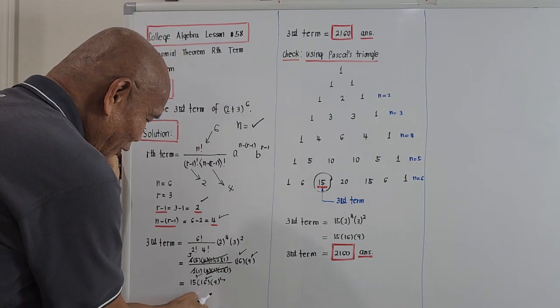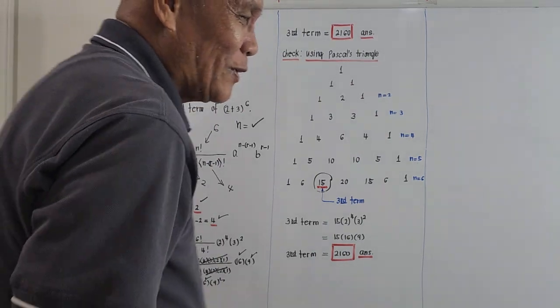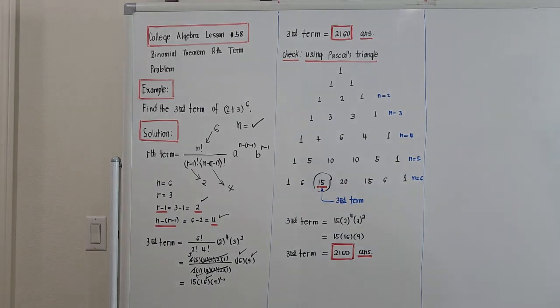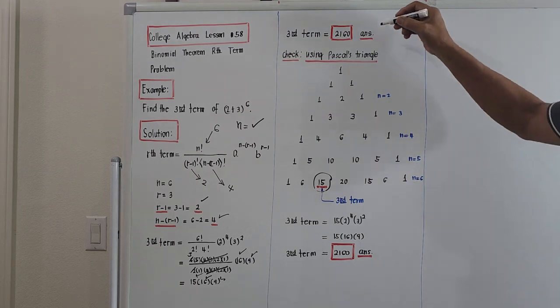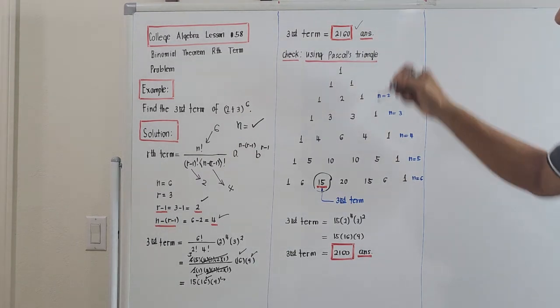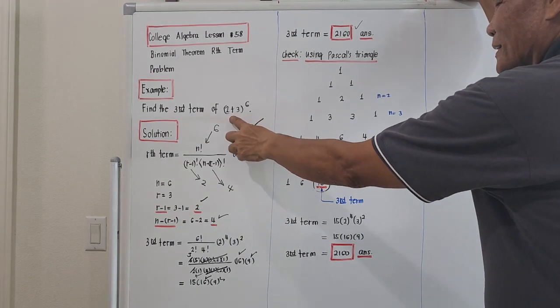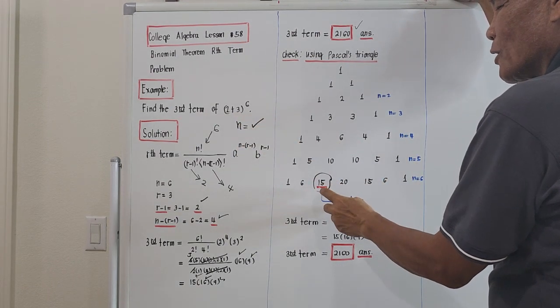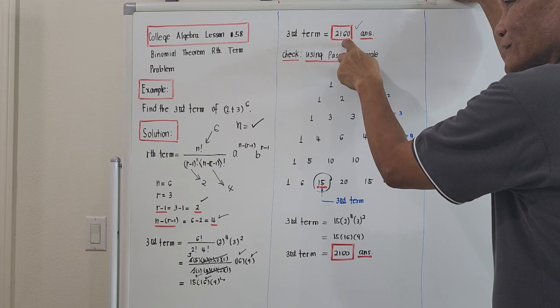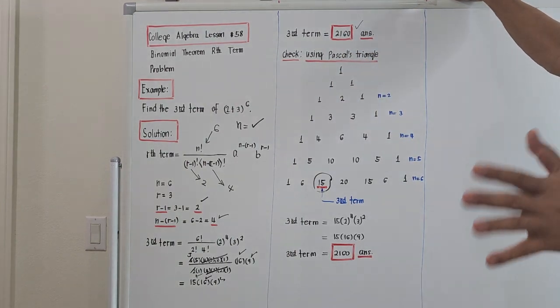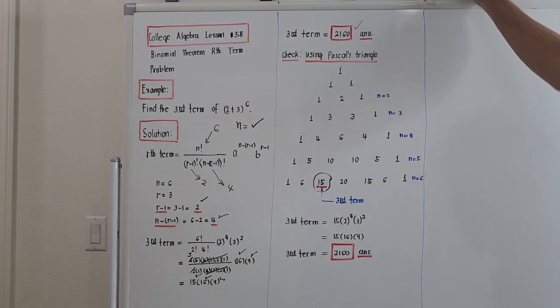So if we multiply all this, I want the answer to be just a pure number. When we check the validity, we know that it is correct. So this will be 2160. Meaning, if we expand this one, the third term with the coefficient of 15 is actually 2160. Okay, so how do we check the validity of our answer?